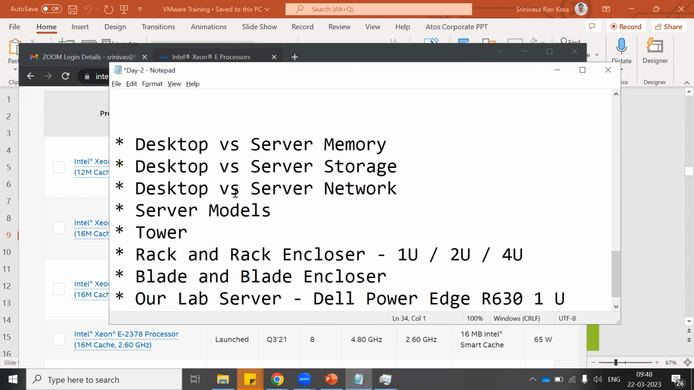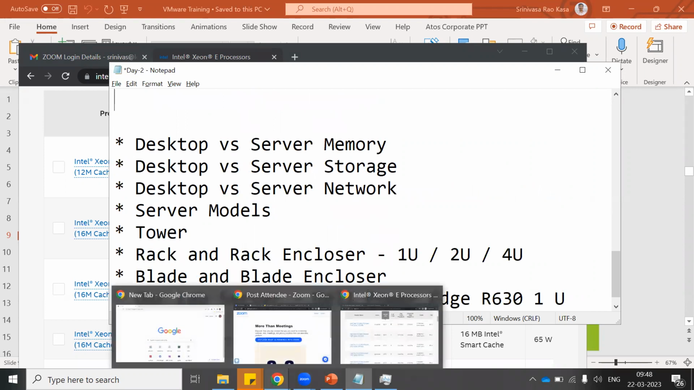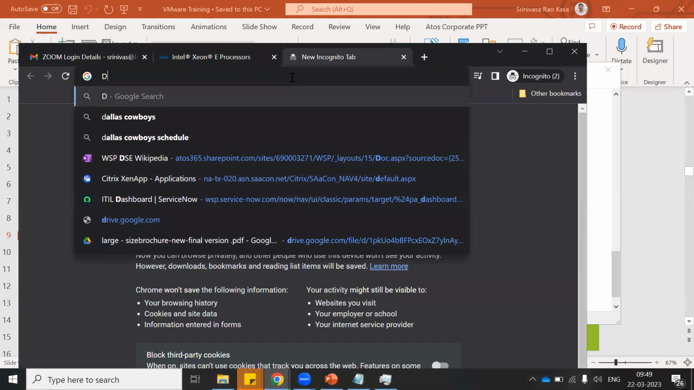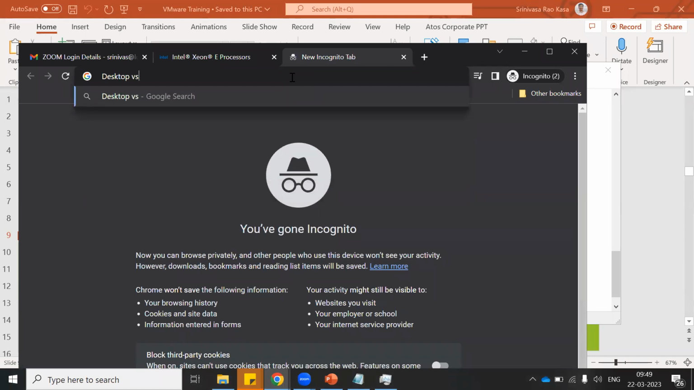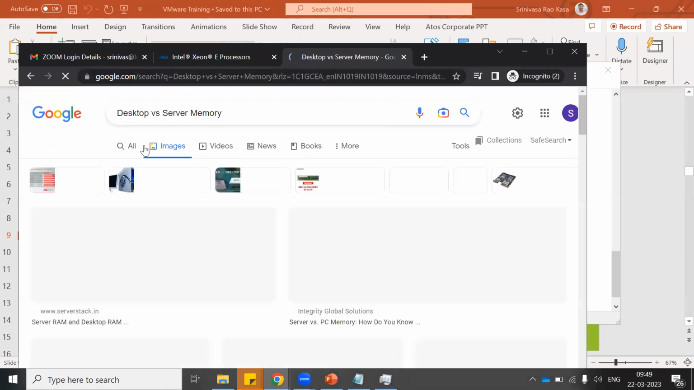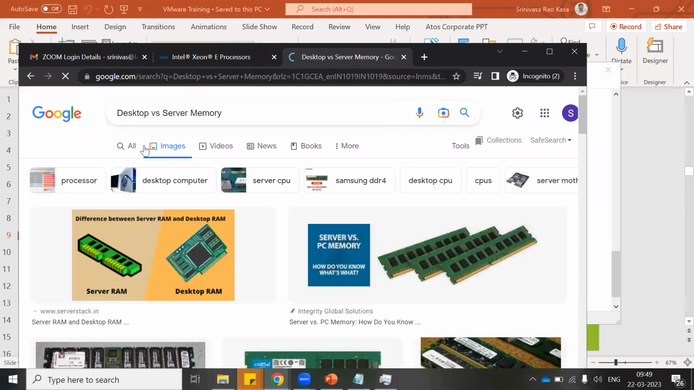Okay. Now, going to the next topic, that is desktop versus server memory. Even memory capacity also, desktop memory is one thing. For everything, you can Google it and understand the concepts. Same thing I'm typing here, desktop versus server memory. You can see server memory is different, and the configuration, that form factor, because the server is going to run continuously, 24 into 365 days.